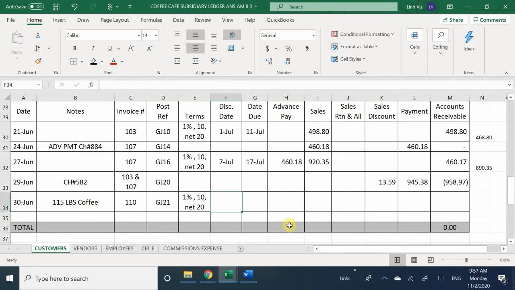And the discount date is July 10th. So July 10. The due date is July 30th. 20 days. Oh, no, so it's July 20th.